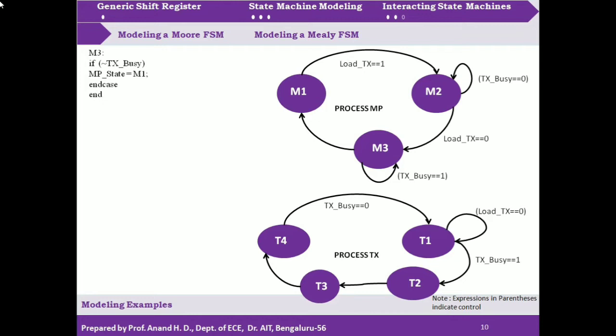Okay. And next is state M3. Here, if this signal, that is Tx_busy, is 0, then there will be a state transition from M3 to M1. Else, it remains in the same state. So this was with respect to process MP. Next, we have with respect to process Tx.